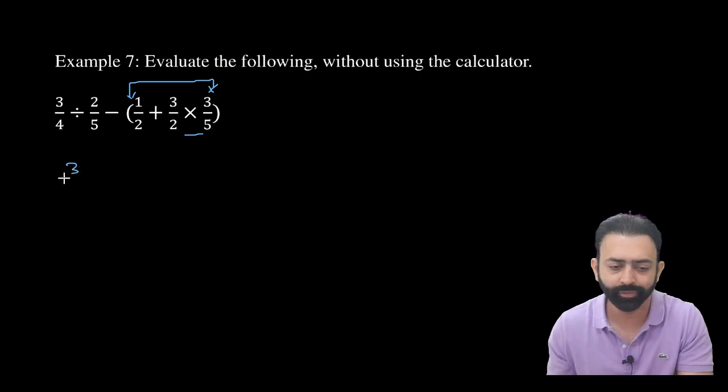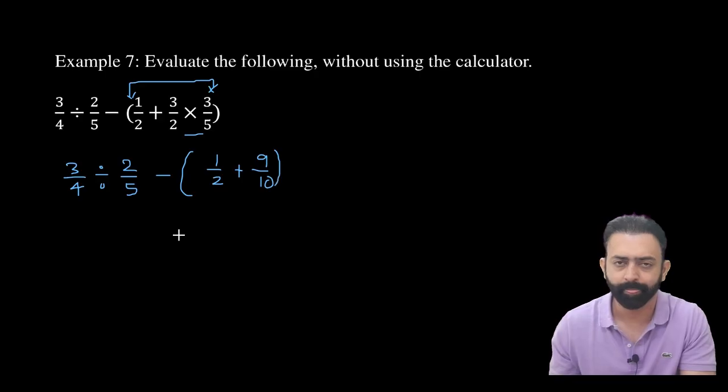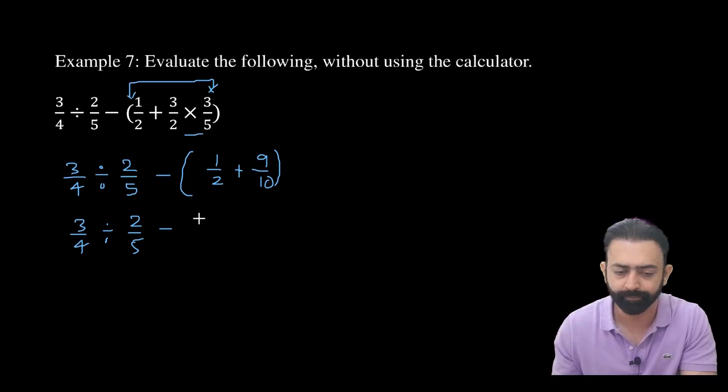So we will write 3 upon 4 divided by 2 upon 5 minus 1 upon 2 plus this term. What is the value of this? I think you know that in multiplication of fractions, numerator gets multiplied with numerator and denominator with denominator. So this is 9 by 10. So what is the value inside the bracket? Minus 1 upon 2 plus 9 upon 10 is 5 plus 9 is 14 over 10. I'm writing it like this.